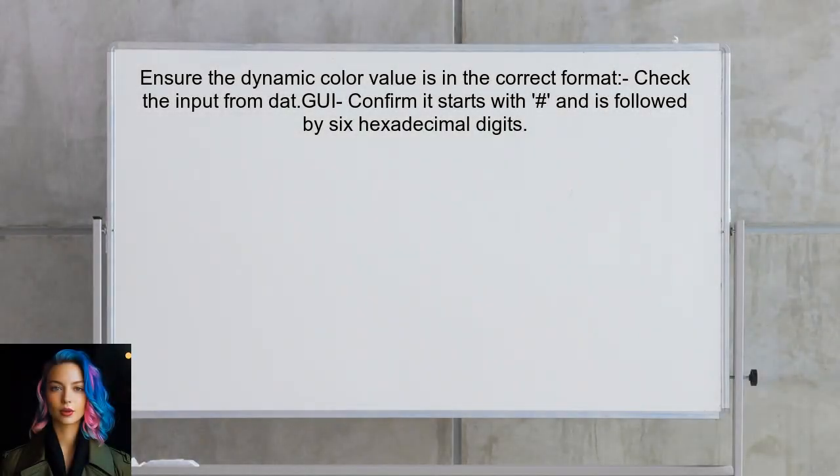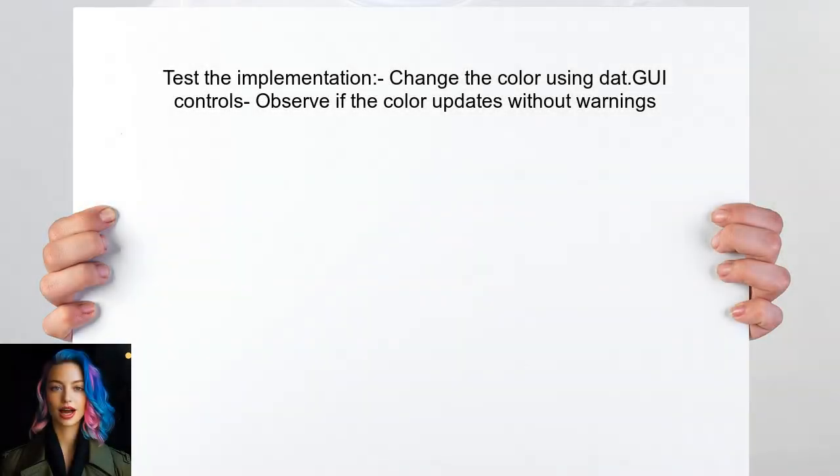If the user is receiving the color value dynamically from dat.gui, they should ensure that the value is always in the correct format. This means checking the input before using it. Finally, the user can test the implementation by changing the color through the dat.gui controls and observing if the color updates without any warnings.